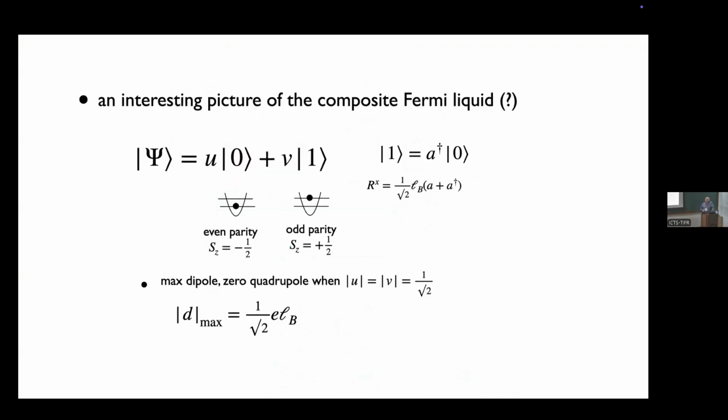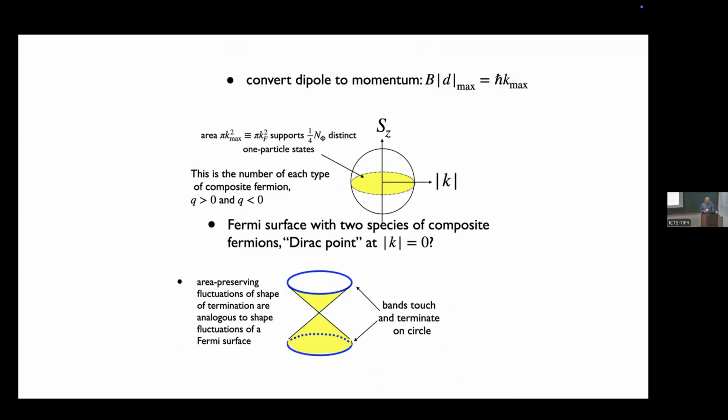An interesting picture of the composite Fermi liquid, which I see my time is up, will be a mixture of these two things, and we can actually start to count how many states I can make. I got a result that initially was very disappointing to me until I realized it was actually not disappointing. These things form a Bloch sphere. By counting the maximum dipole, I can count how many momentum states there are. By converting dipole to momentum, I convert them to K. By multiplying by the area over 2 pi squared, I convert to the number of electron states.